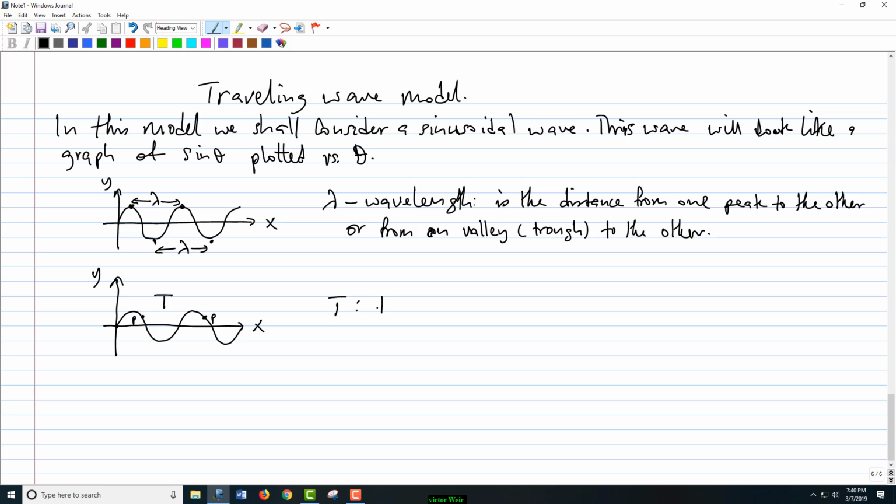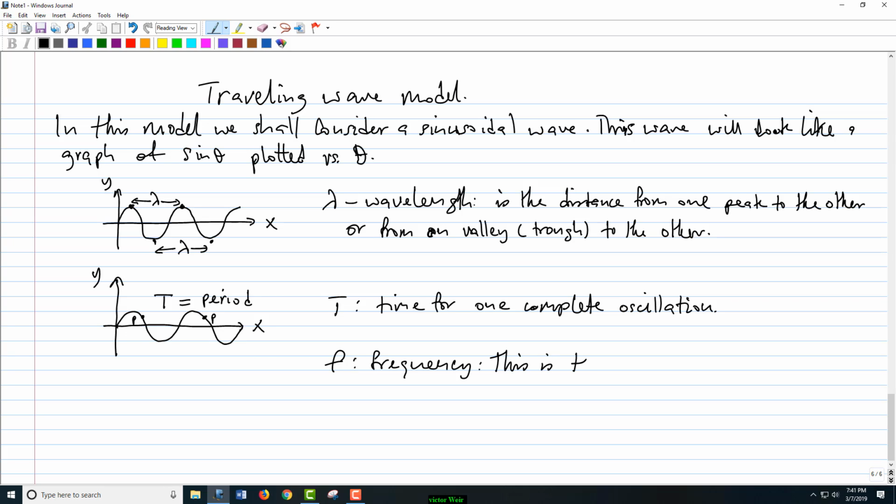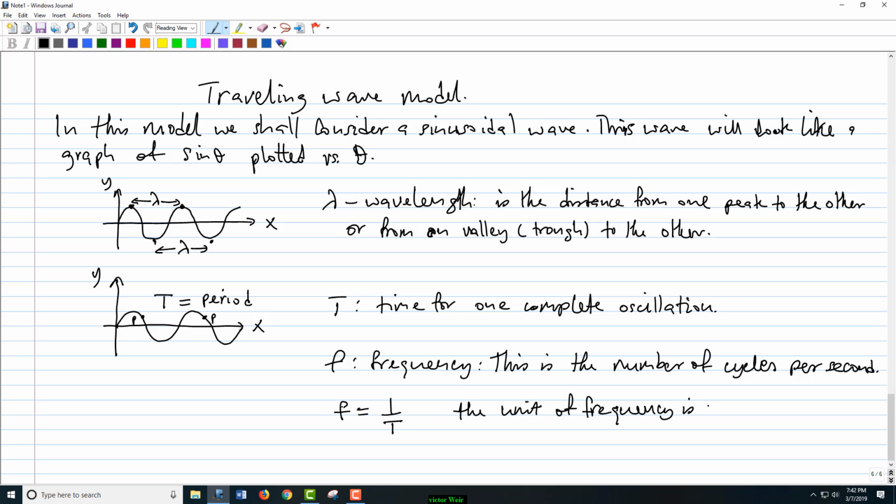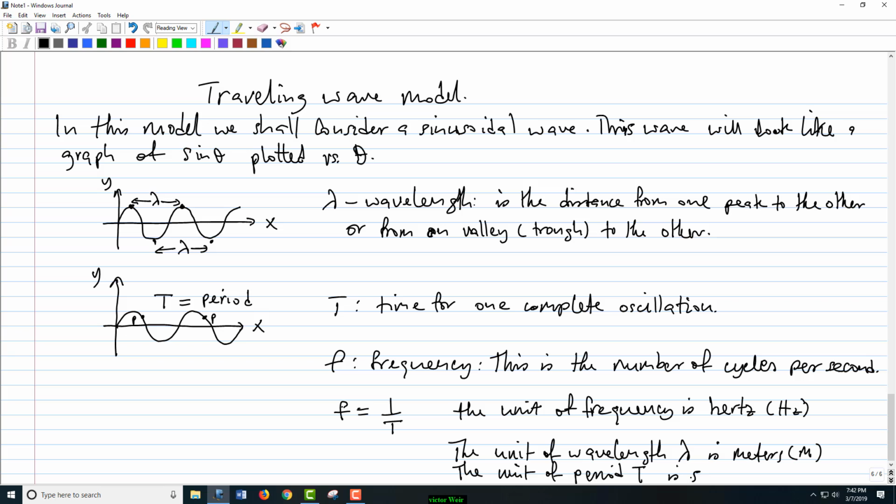So T is the time for one complete oscillation, and the frequency f. So T is equal to period, and f is frequency. This is the number of cycles per second. We will see that the frequency is equal to the inverse of the period. The unit of frequency is hertz. The unit of the wavelength, lambda, is meters. That's letter m. And the unit of period, T, is seconds.